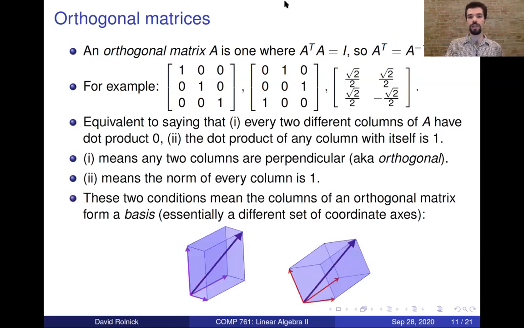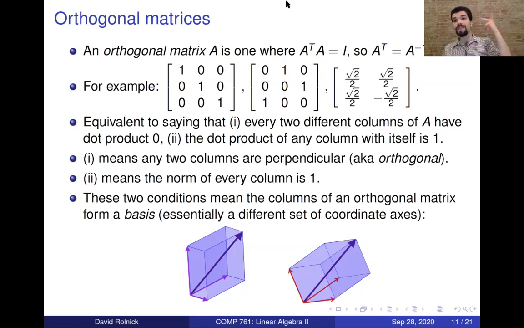Okay, so these conditions mean that the columns of an orthogonal matrix form what's called a basis. You should think of a basis as basically a different set of coordinate axes. Instead of using the x, y, and z axes, you've changed your axes, and instead you have 3 other vectors, if you're in 3-dimensional space, that are still unit length. So instead of 1, 0, 0, 0, 1, 0, and 0, 0, 1, you now have 3 other vectors that are still length 1 and still mutually perpendicular, but they don't necessarily point along x, y, and z.